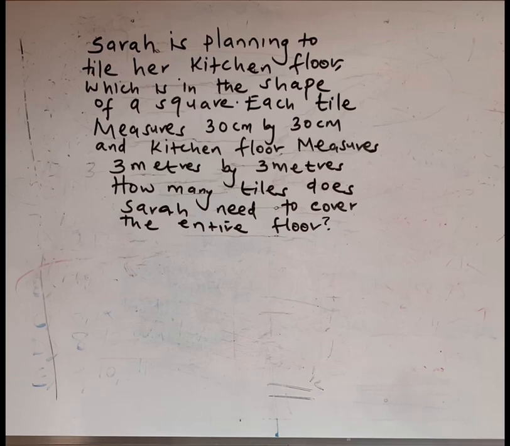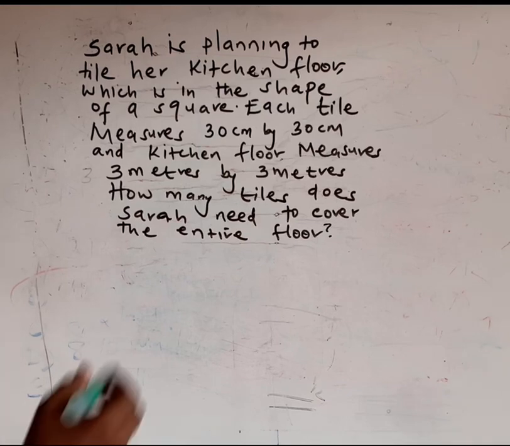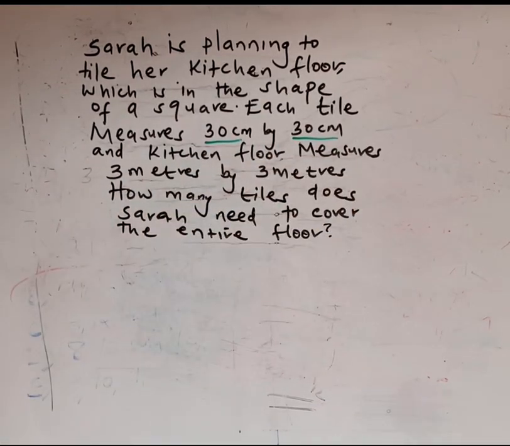But before we start tiling, we need to determine the number of tiles required to cover every inch of this floor. These square tiles are each 30 cm by 30 cm. They come in a variety of colors and patterns, giving Sarah's kitchen floor a touch of personality and charm.